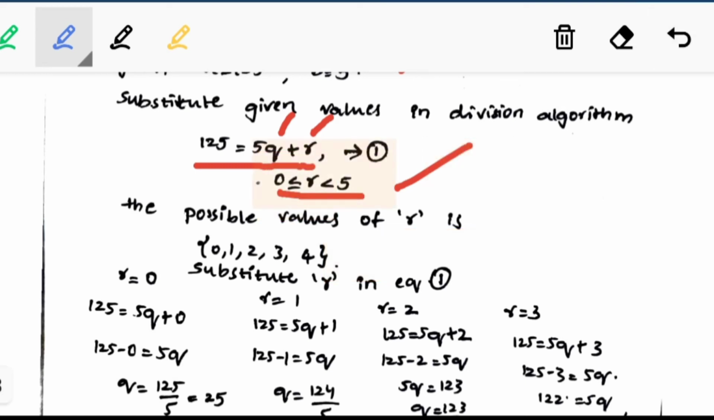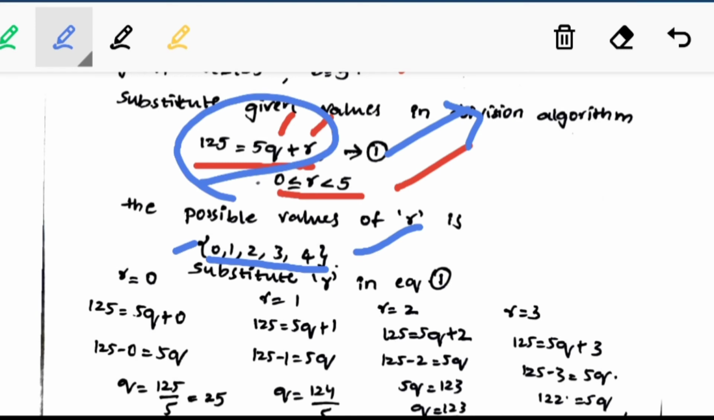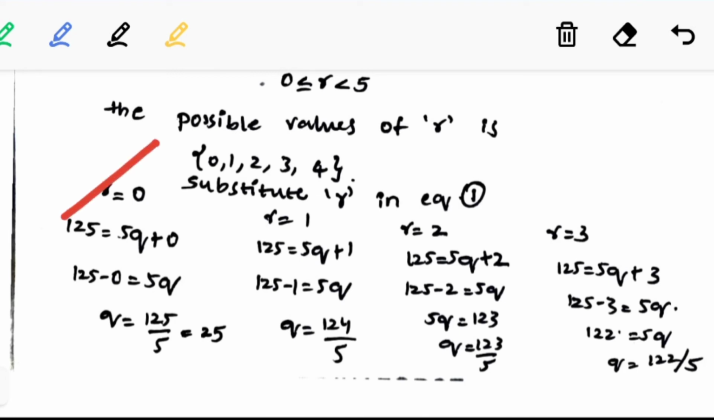So we need to substitute these possible values of r in equation 1 and we can find the value of q. For each individual value of r, that is r equal to 0, 1, 2, 3 and 4, we substitute in equation 1 and we get a unique q value. So let us solve this. Let's start with r equal to 0.